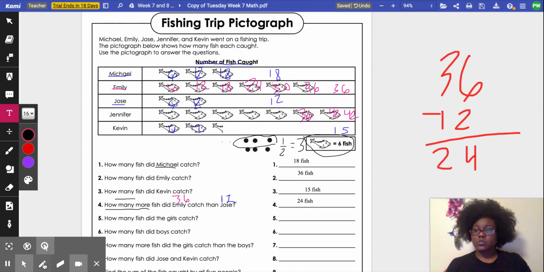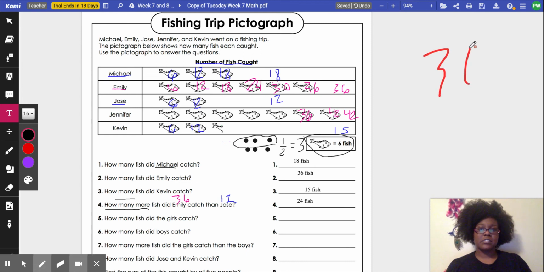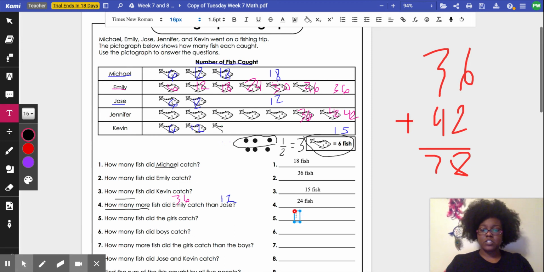On the next one, number 5, it says, how many fish did the girls catch? Well, that's why I did my girls in pink. So all my pink numbers I'm going to add. I only have 2 pink numbers. I'm going to add 36 plus 42. 6 plus 2 is 8, and 4 plus 3 is 7. So my sum is 78 fish.